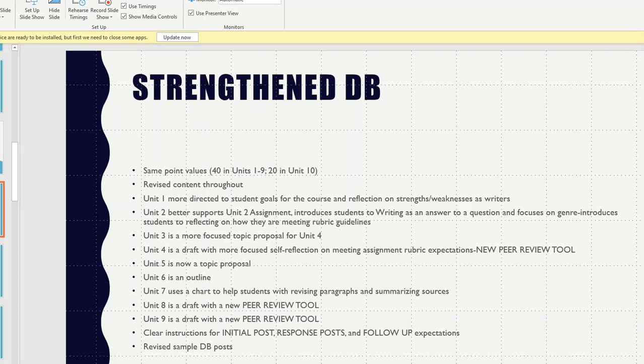So self-reflection starts at the beginning. The instructions are, we hope, a little bit less dense, a little bit less complex, and make it clear what students are actually asked to be doing.